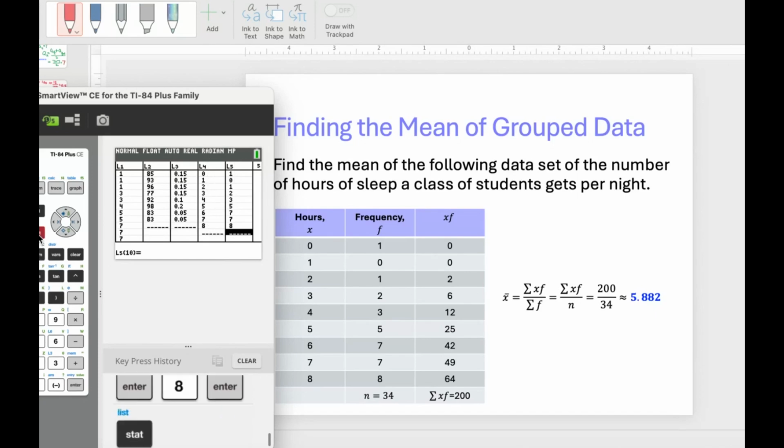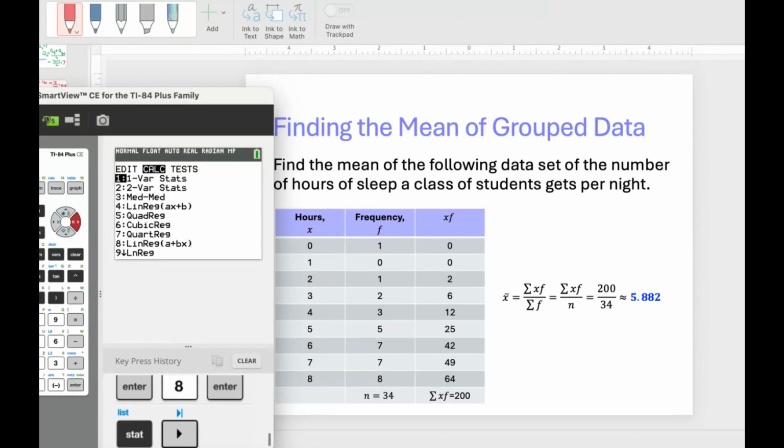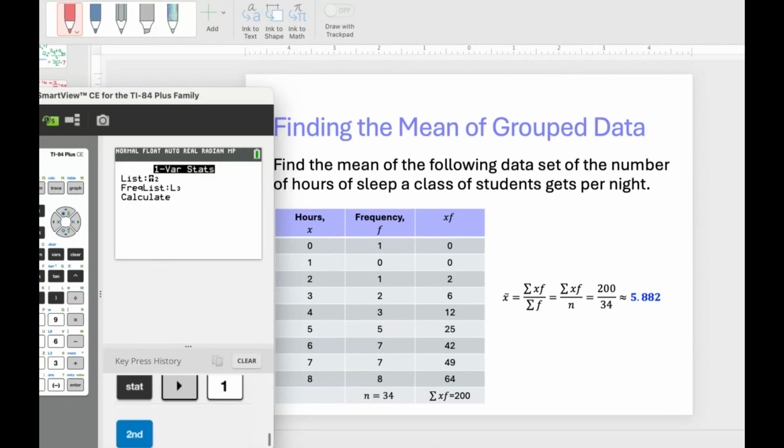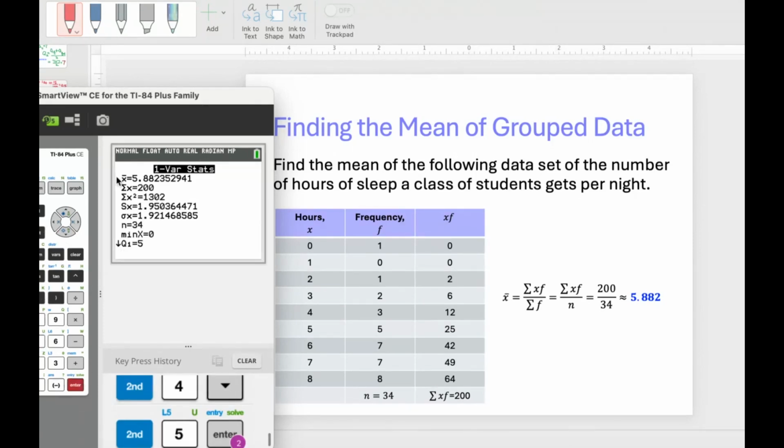Now I'm going to go to stat and I'm going to go to calc, one variable statistics, but this is list 4 and list 5 now. So I'm going to change this to list 4 and I'm going to change this one to list 5. I'm going to do enter, and notice here my mean, my x bar, is approximately 5.882, and that's what we have right here.